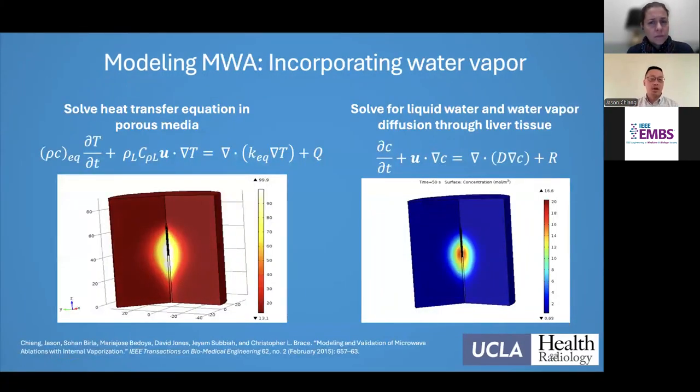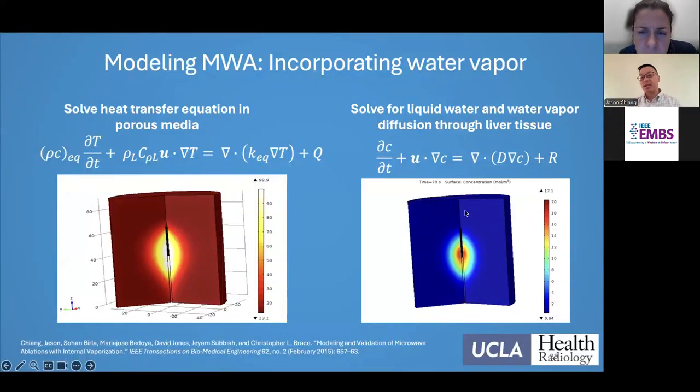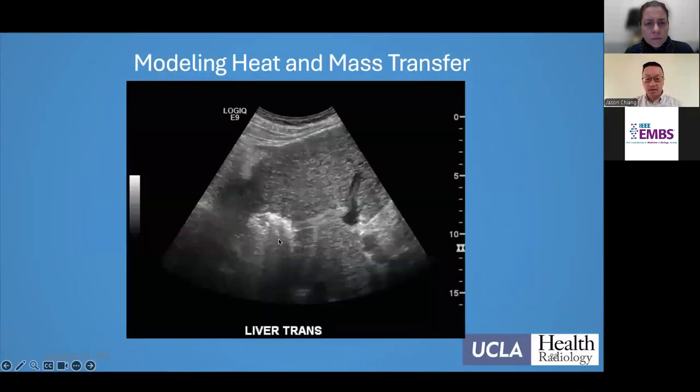This is another model that we did where we incorporated water vapor formation and transport. On this chart here, this just shows the temperature distribution of a microwave ablation zone. This actually shows the amount of water vapor being formed. Blue is liquid water, red is water vapor. And you can see that water vapor forms right here in the center where it's the hottest. This corresponds to here, right? So all this is water vapor that you're seeing on ultrasound. Every clinician who's done this always sees this on ultrasound.